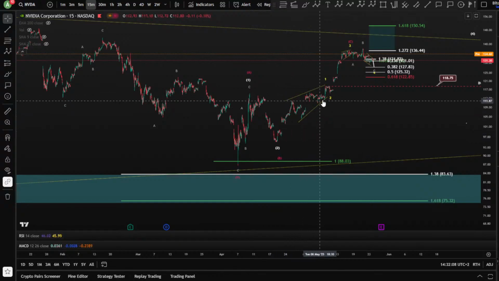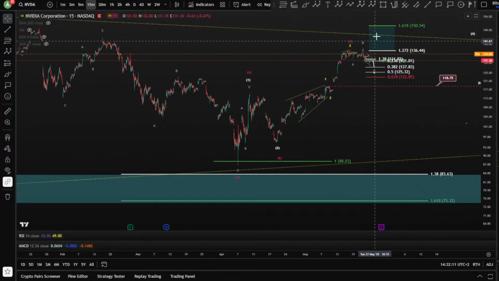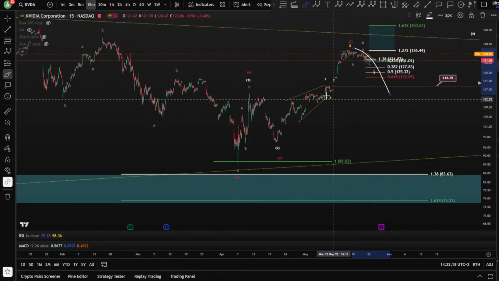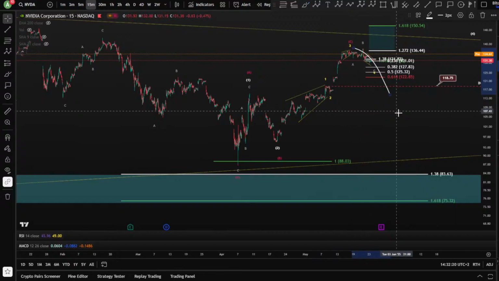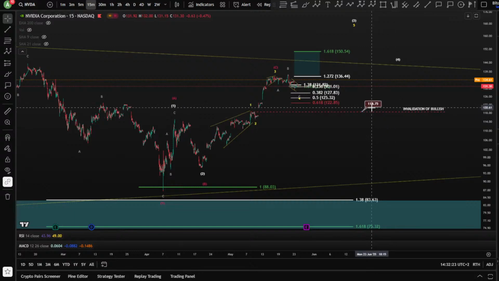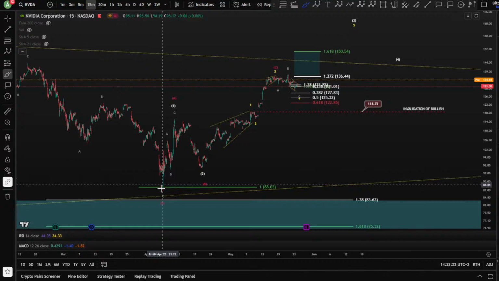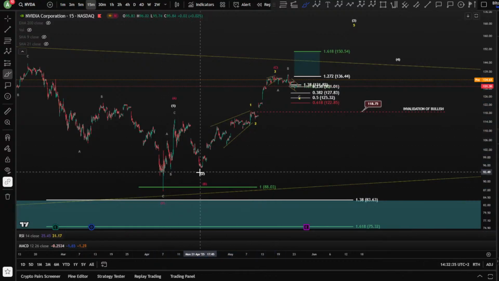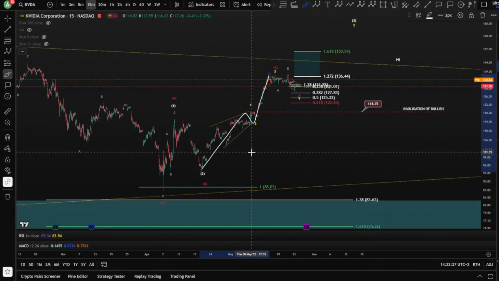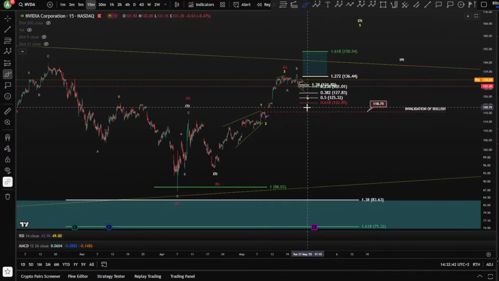I see here also a leading diagonal for wave 1, 2, 3, 4, and a 5, of course. I don't see a deep wave 4. However, if a deep wave 4 is given, of course, 118 is the invalidation of bullish, meaning the wave 4 is not allowed to interfere with the zone 1, meaning we are bearish. A, B, and a C, or I would say W, X, and Y, because you have only three waves here. Very low possibility, guys.